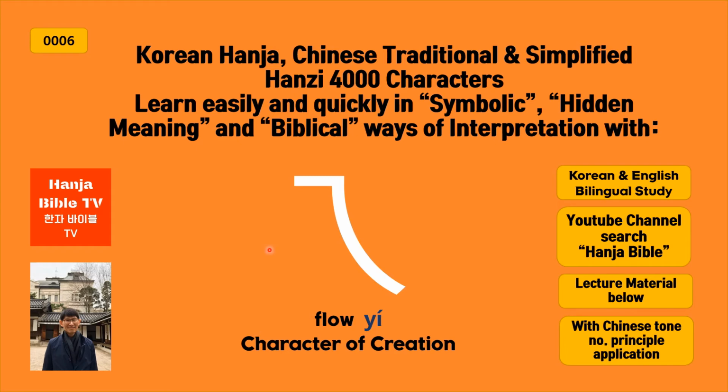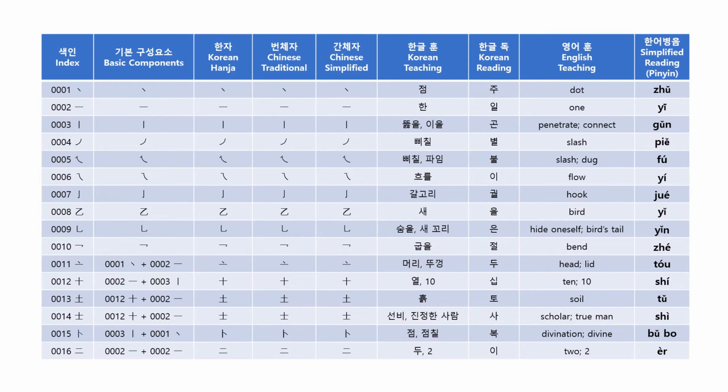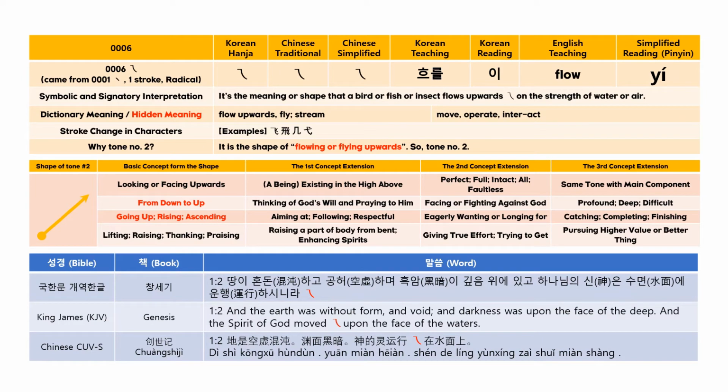Hello everyone, this is Sandian for Hanja Bible. This time we are going to see the 6th character, flow, E. Yeah, this character. This is one of the characters of creation. Okay? In the index of the book, we are here. Yeah. 흐를 E, flow, E. Okay? Yeah, this character is one stroke radical.